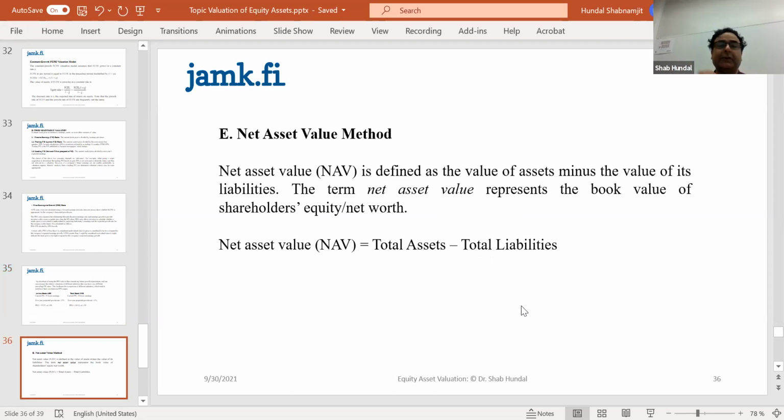And the last one is very, very easy, rather it's too easy. It's called the net asset value method. Net assets.